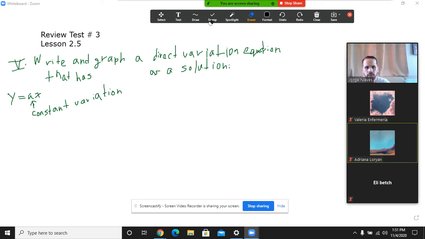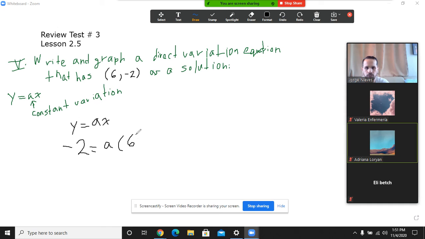Okay. So now you're going to have the following solution, okay, that has 6 and -2 as a solution, okay? So let's see it, okay? So we're going to substitute everything, okay? I got y equals ax. So I'm trying to find again the constant variation. So here we got -2 here. Okay, -2 equals a that we're trying to find, and we got x.